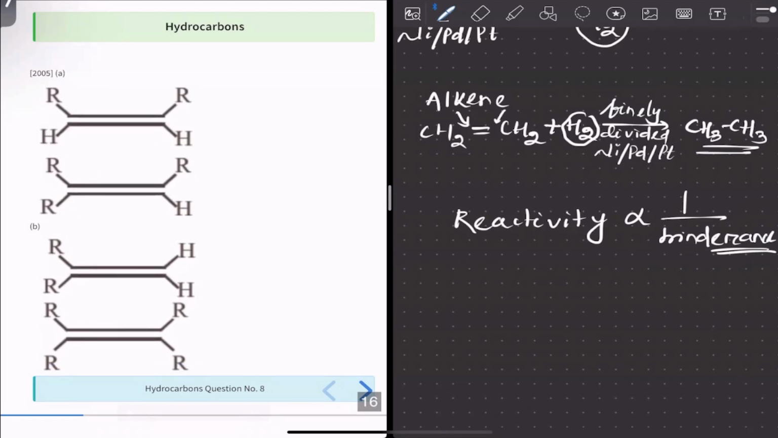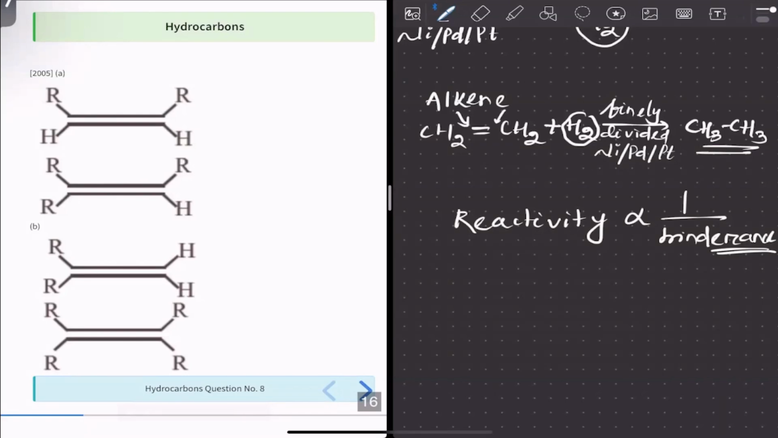Option C has two R's, but on the same carbon atom, so it is more hindered than option A, because option A has two alkyl groups on separate carbon atoms. So option C is also eliminated. Then option D has four alkyl groups, the most hindered alkene here. So option A is the least hindered alkene here.